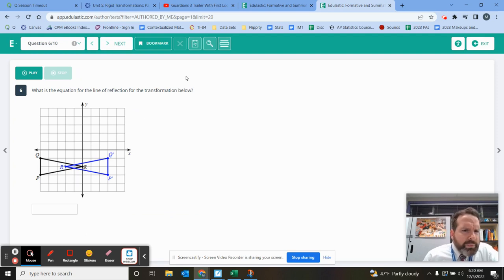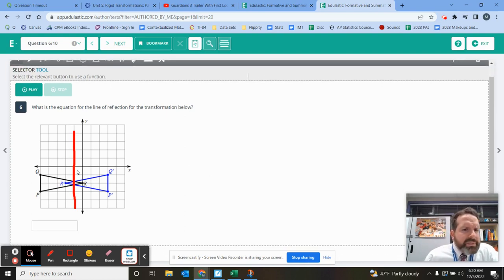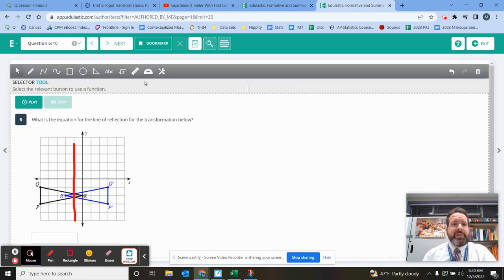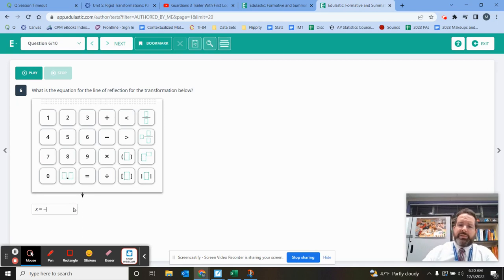Ooh, this time I want to give the equation for the line of reflection. This looks like a sideways reflection. So I'm just going to turn on my scratch pad and sketch in my line. Okay. So what does that look like? It's a vertical line, so it's going to be x equals a number. And the number looks to be -1 because that's where my red line crosses the x-axis. So turn off my scratch pad and type x equals -1. There we go.